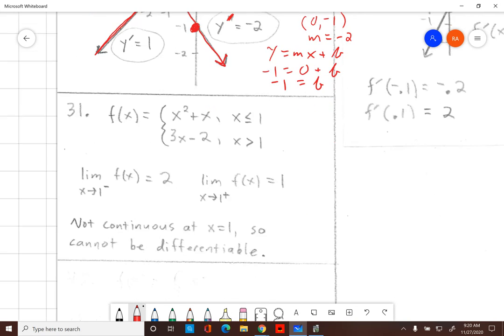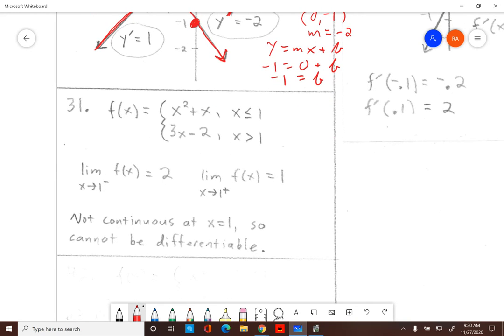Okay, so 31. This is saying it wants us to use one-sided derivatives to show that this thing does not have a derivative at 1. Well, that's kind of a trick question, because the first thing I always check for if something is differentiable is whether it's continuous. So if I check here, if I plug 1 into this, the limit from the left, I get 2.